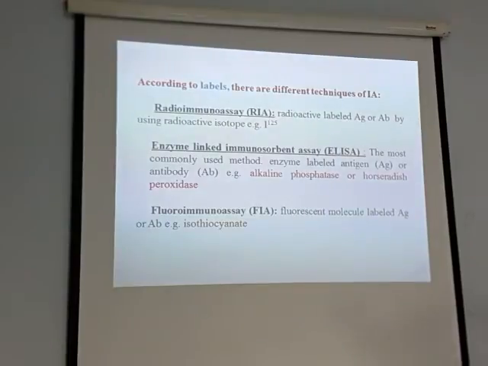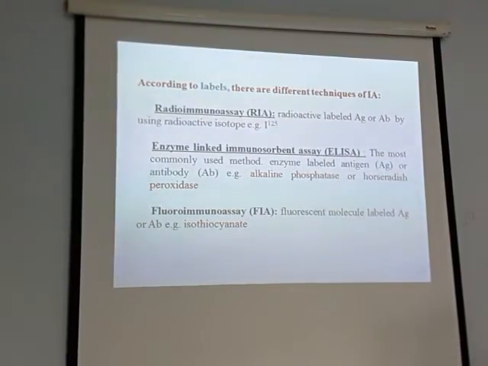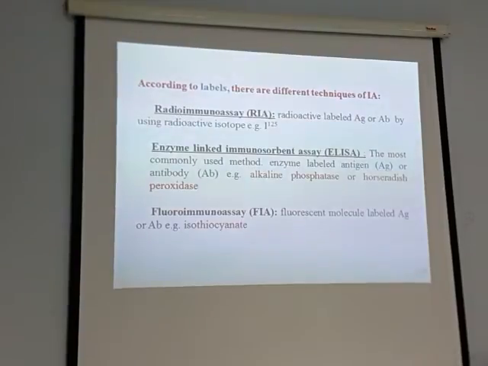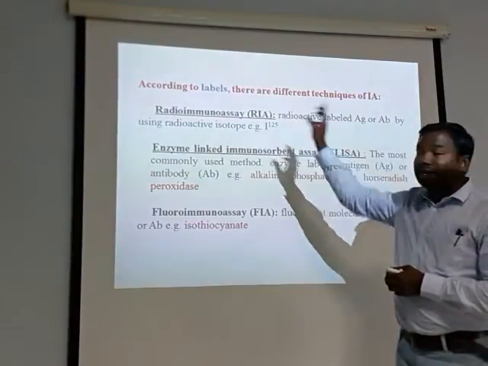immunoassay. The second one is enzyme-linked immunosorbent assay. Here the label is an enzyme. In this test we are using the enzyme as a label for the analysis of the unknown antigen. The commonly used enzymes are alkaline phosphatase and horseradish peroxidase. These two we commonly use for the estimation in ELISA. Fluoroimmunoassay: here we are using a fluorescent molecule as a label. So these three types depend on the labels only.